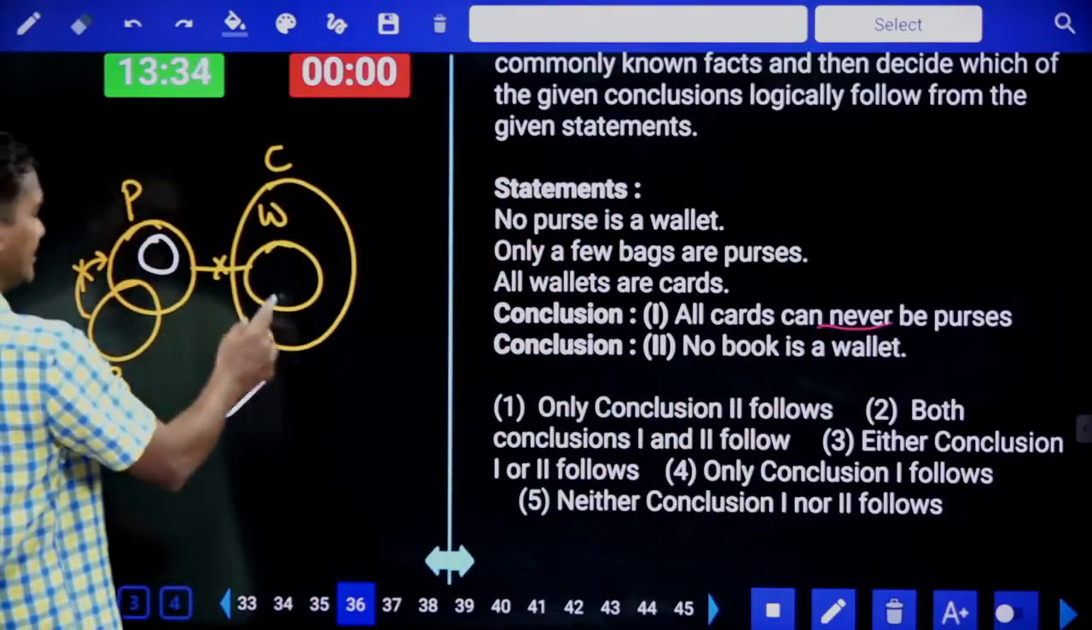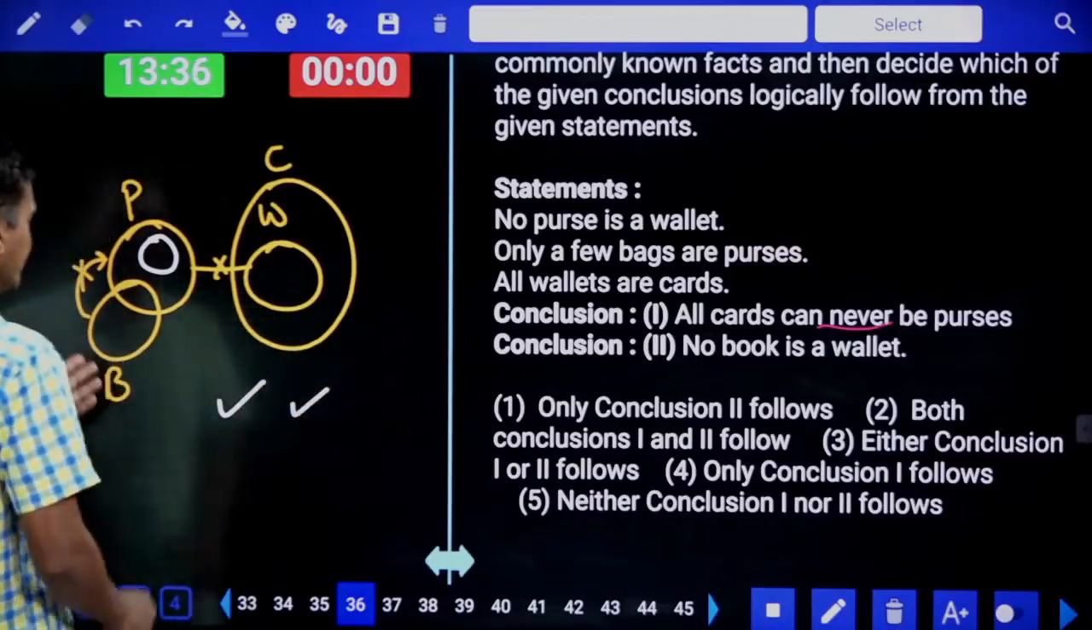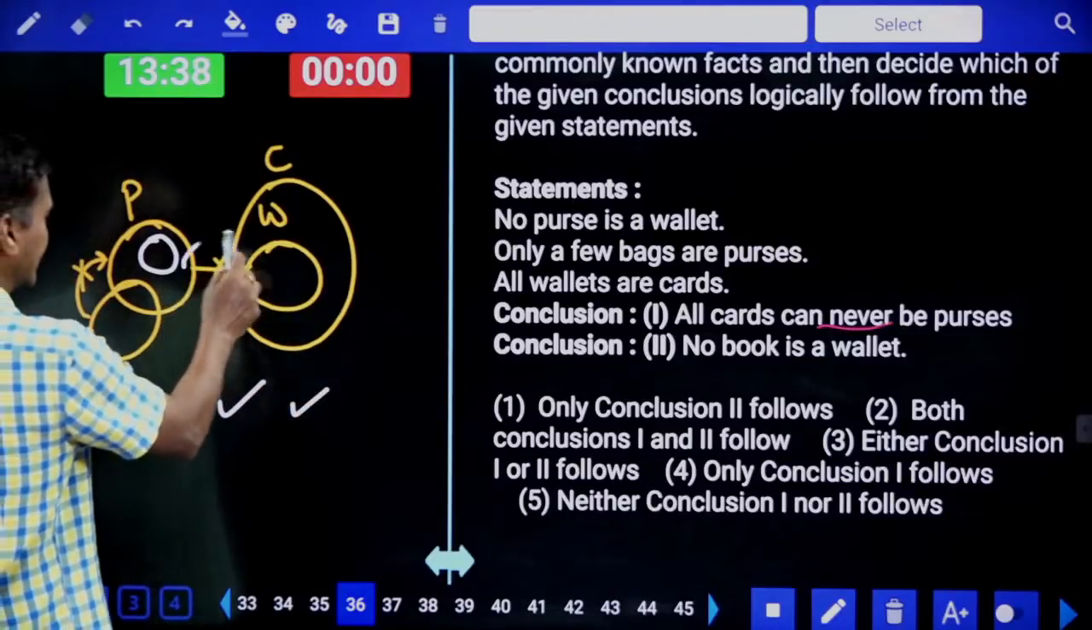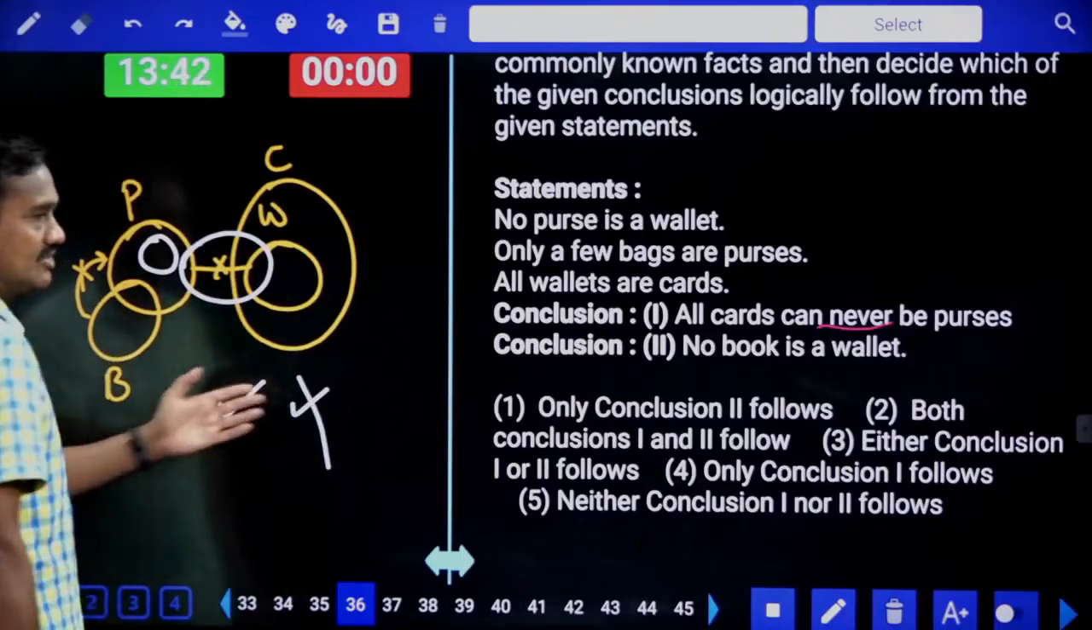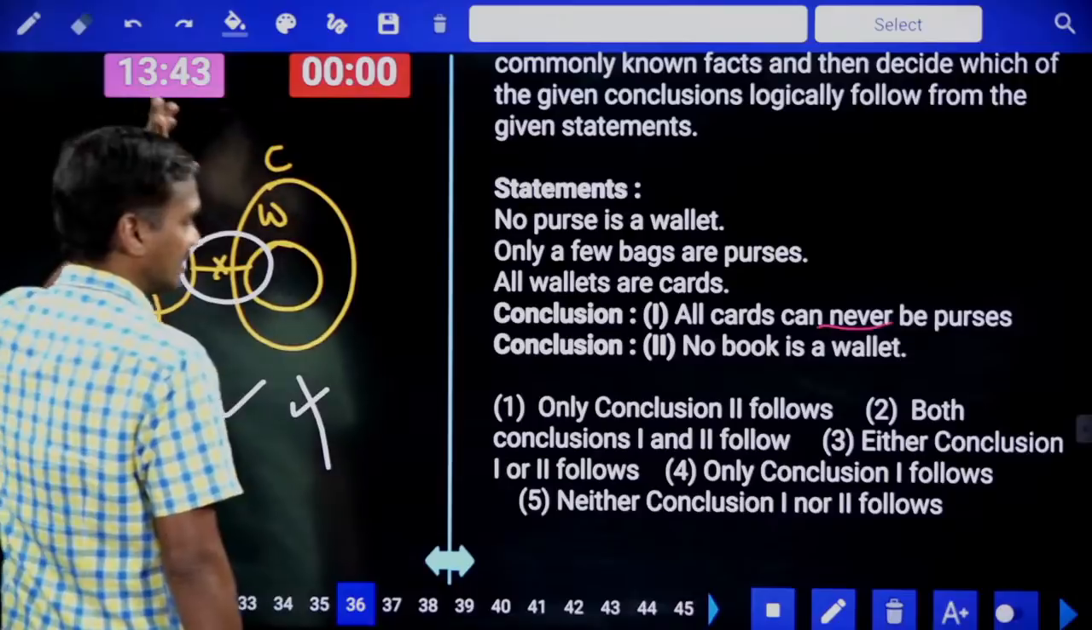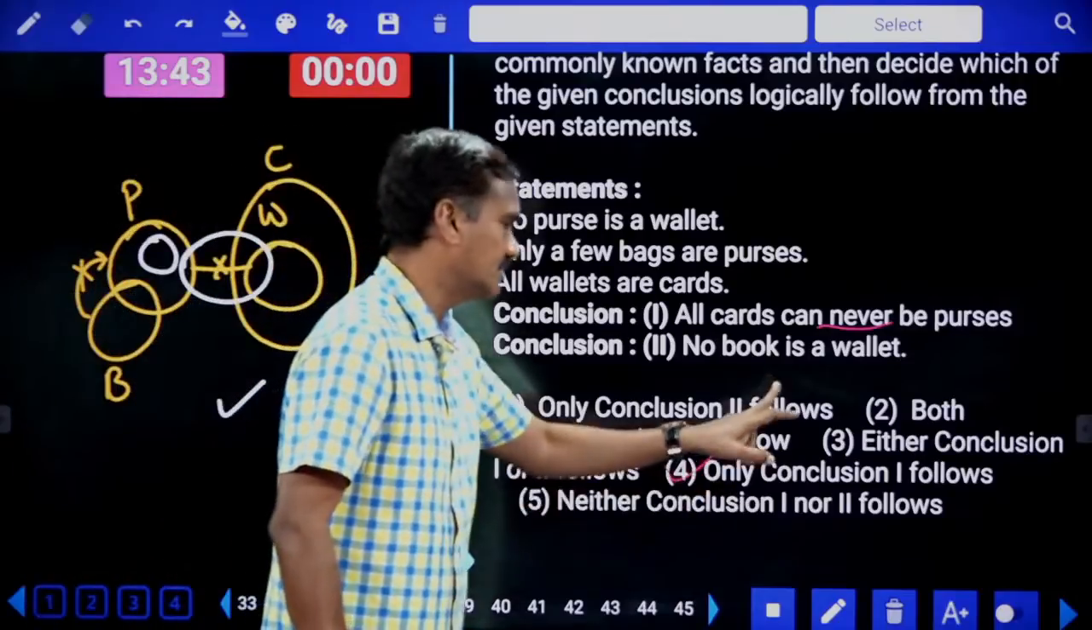Book is here, wallet is here. As of now, it is true. In order to make this one false, now tell me whether I can draw my book like this or not. Yes. Hence, by doing so, we are able to make this one false. Hence, what is your answer? Only one follows, that is choice 4.